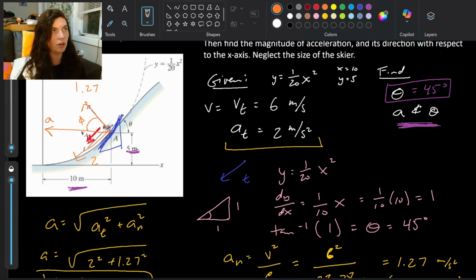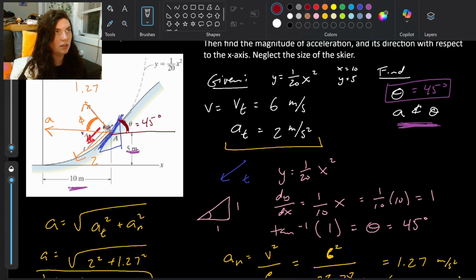And there's our overall A. That 57 degrees is out from the n-axis. What I need to do to get this from the x-axis, we found this angle here between our slope and the x-axis. That was our 45 degrees.